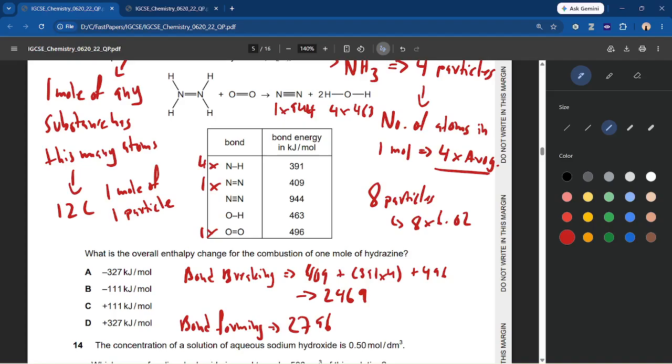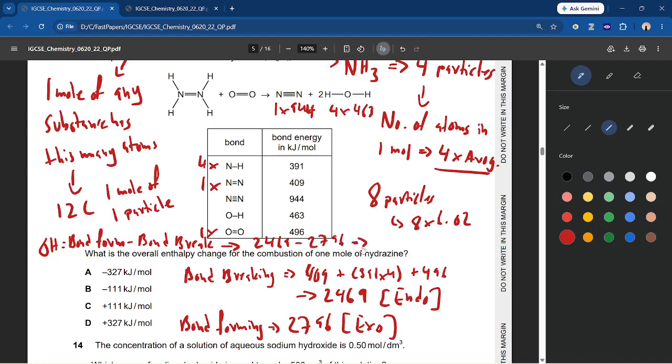All right, so bond breaking is endothermic, and bond forming is exothermic. So to find del H, it's going to be bond formed minus bond broken. So if you put that in, it's going to be 2469 minus 2796, and you're going to get minus 327. So the answer is going to be A.